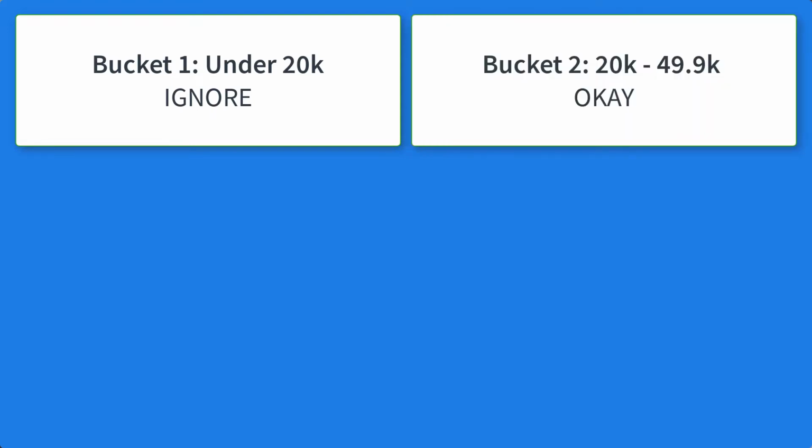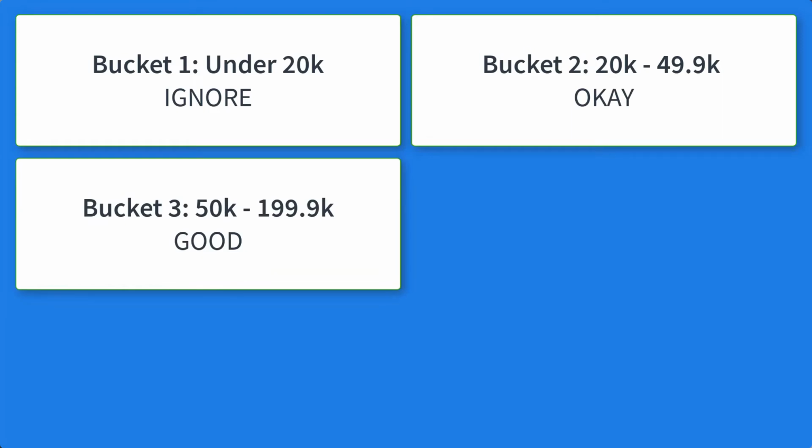Bucket 2 is 20K to 49.9K. These are okay terms to focus on. They have some interest, and if they're relevant, you should use them. If you're at your max number of hashtags already, you can leave these off though because they are low priority. Bucket 3 is 50K to 199.9K. These are good hashtags to focus on, and these will likely account for the majority of hashtags you use.